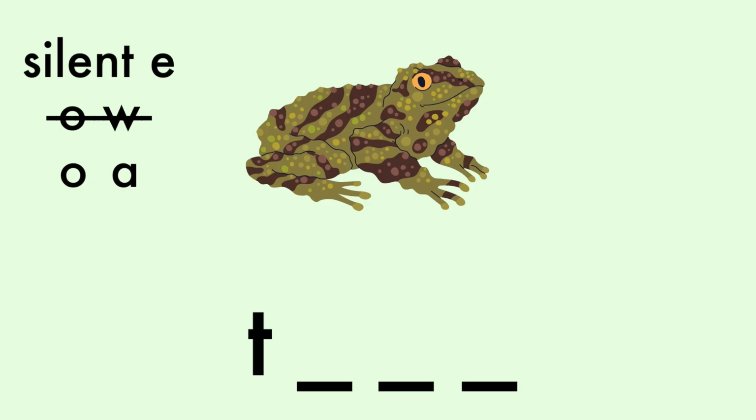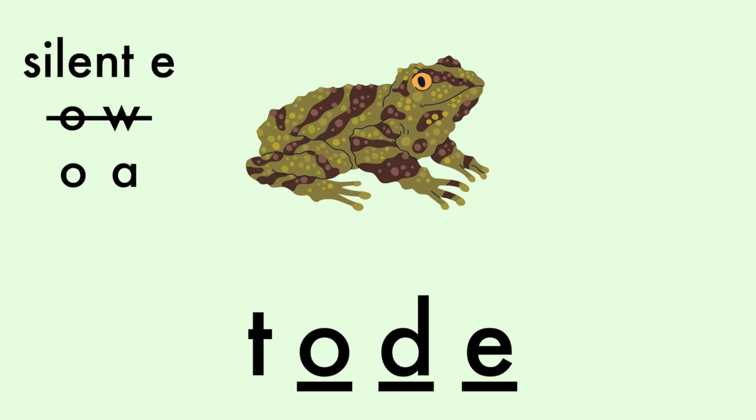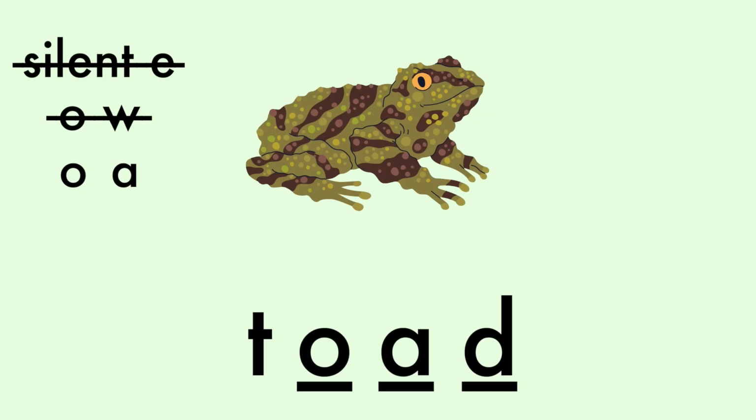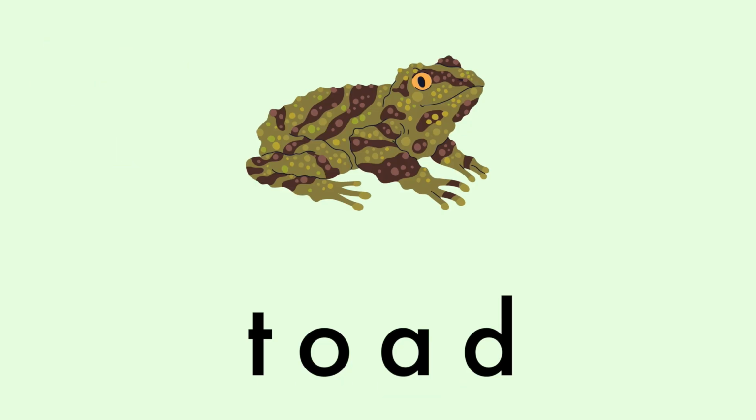If we spell toad with a silent E, it will look like this. And that doesn't look right to me. If we spell the O sound with the letters O-A, it would look like this. This looks right to me. In the word toad, the letters O-A make the O sound. T-O-D. Toad. Way to go today!